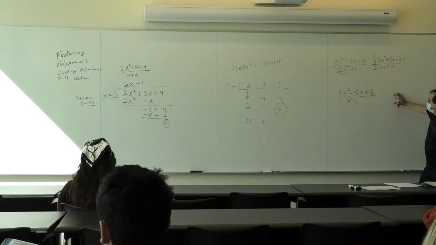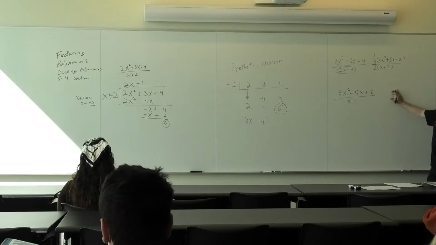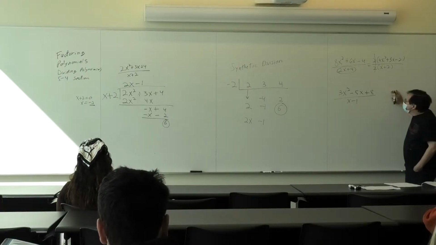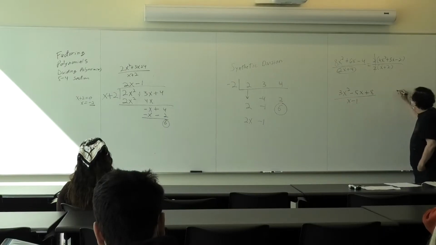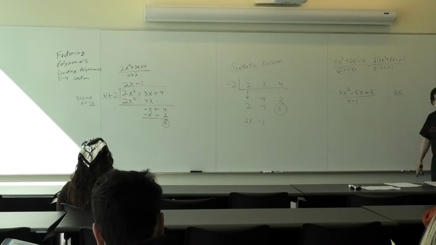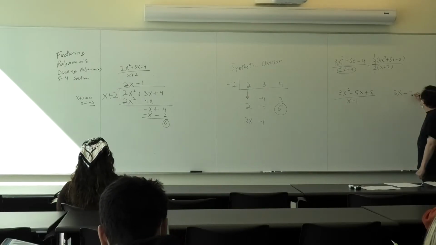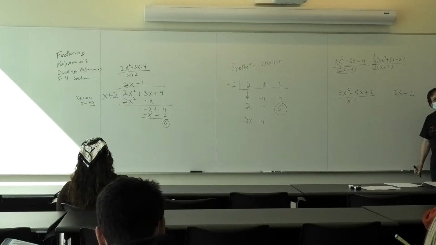Does anyone divide this out and get a result? Just by looking, the first term is going to be 3x, right? Can we have the next term? Negative 2? Okay, and did you get a remainder? What was the remainder? 10? 10?